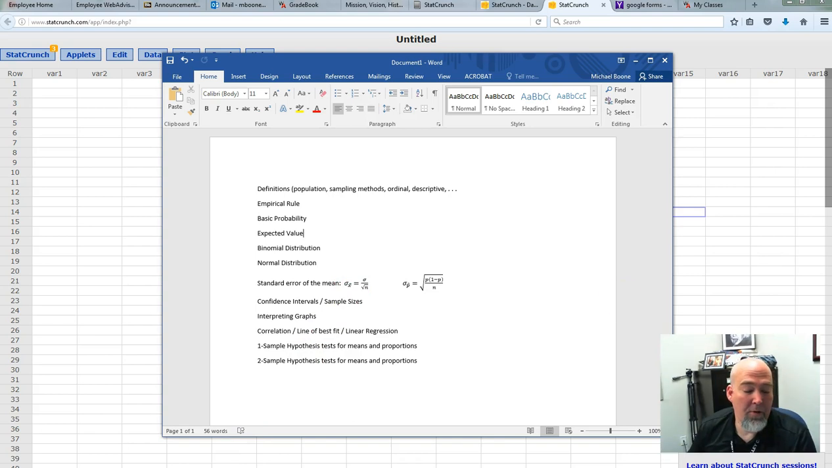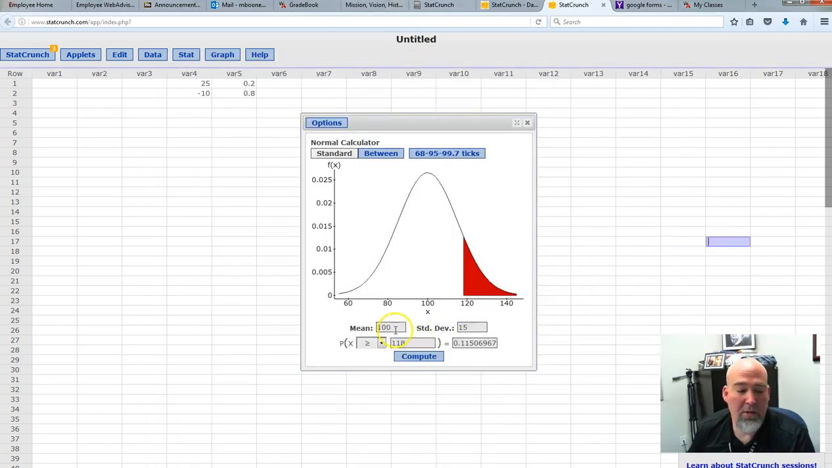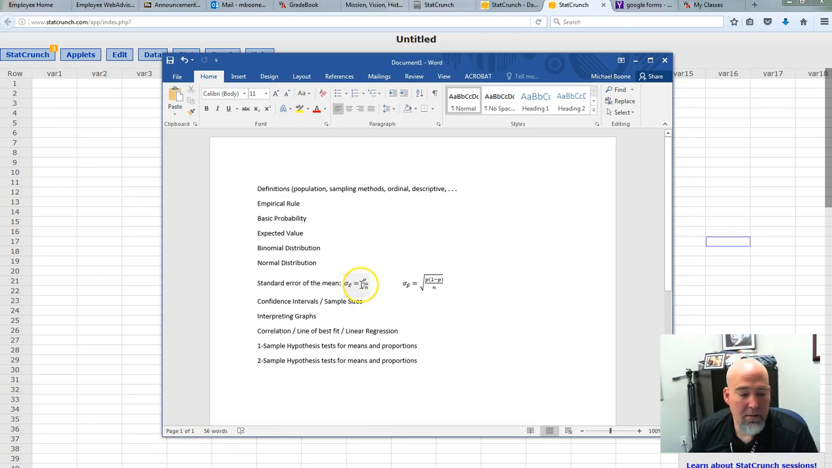So if I go back to here and say that I'm looking at IQs of people, a lot of times people forget that if I'm sampling 25 people and I'm looking at their mean IQ score, I have to change my standard deviation. The more people I have, the less spread out the distribution I'm going to have. So if I sampled 25 people, I would have to divide my population standard deviation by the square root of my sample size.